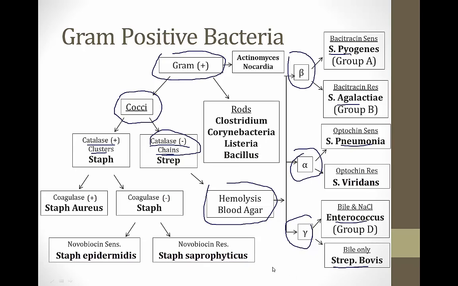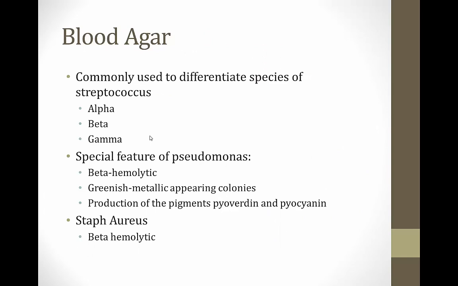We'll talk more about how to identify bacteria in another module, but what I want you to know here is that blood agar is extremely important for separating one bug from another. So let me reiterate this because it's a very important point. Blood agar is commonly used to differentiate species of strep based on whether they're alpha, beta, or gamma hemolytic, and make sure you remember this.